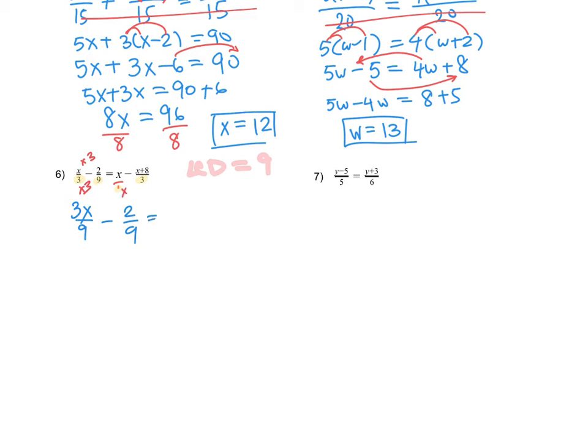The second fraction is fine the way it is, because we chose 9 as the common denominator. And then for the x over 1, well, I have to multiply top and bottom by 9, because 1 times 9 is 9, and on top I'll have 9x.